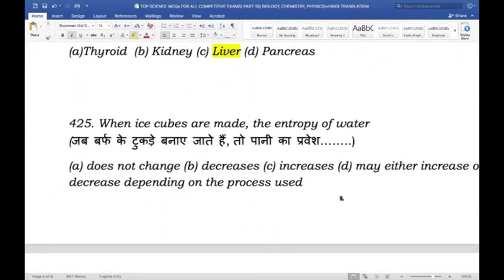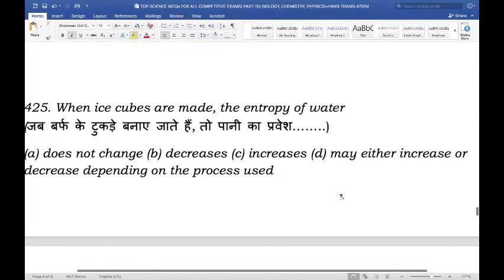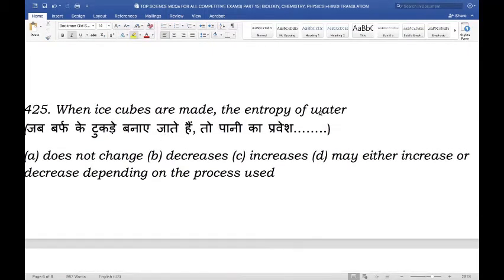Next, when ice cubes are made, the entropy of water blank. So what happens to the entropy of water when ice cubes are formed? Does the entropy not change, decrease, increase, or may either increase or decrease depending on the process? And the right answer here is decreases.